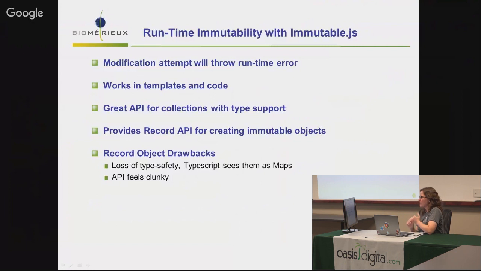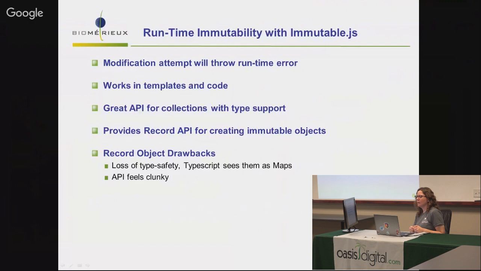Immutable.js provides a great API for collections, so lists, sets, maps, things like that. So these are immutable collections. If you try to set a property on one of them, it's going to just return a new collection. They have all the same modification methods that a traditional array or map would, but these methods then return a brand new list or map.